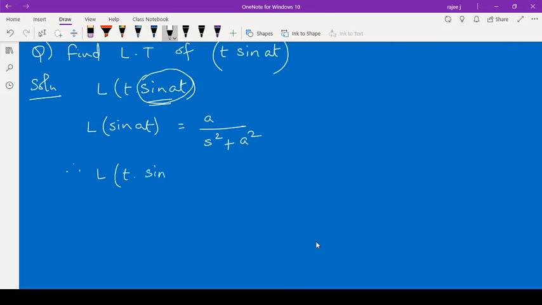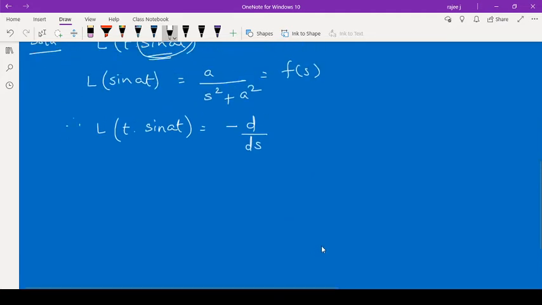L of t into sin at is equal to, what will come there? Minus d by ds of f of s. So this is our f of s: L of f of t is equal to a upon s squared plus a squared, which is in terms of s. So L of t into sin at will be minus d by ds of f of s, because here only one t is there, so only one derivative. F of s means a upon s squared plus a squared. So just find the derivative of this, and we will get the answer there.